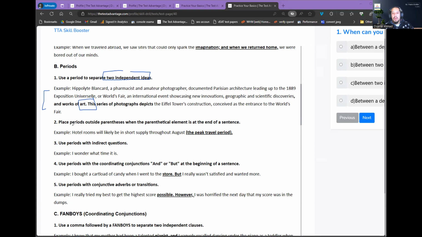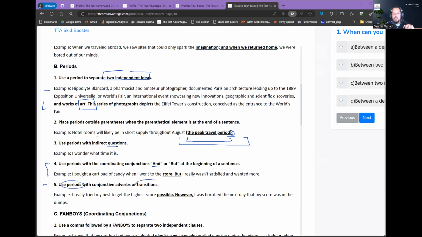Number 2, لو في parenthetical elements البيريد بيجي بعديها. So لو عندي جمله hotel rooms will likely be in short supply. Parentheses, the peak travel period. So period بيجي بعديها شبليها. Okay. Use periods with indirect questions. I wonder what time it is. ده برضو مش محتاجة. برضو ممكن نستخدم periods with and or but. On the ACT مش هتشوفوها. هتشوفوها في الباراجراف بس مش هيسألوا عليها. Okay. مش هيسألوا عليها.